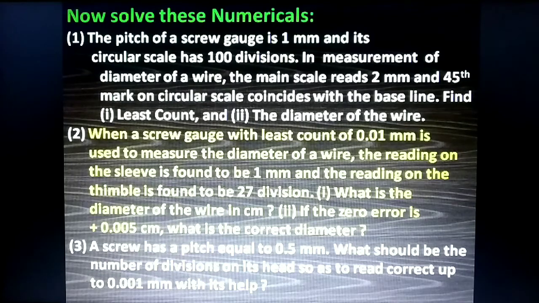Number 3. A screw has a pitch equal to 0.5 millimeter. What should be the number of divisions on its head so as to read correct up to 0.001 millimeter with its help?